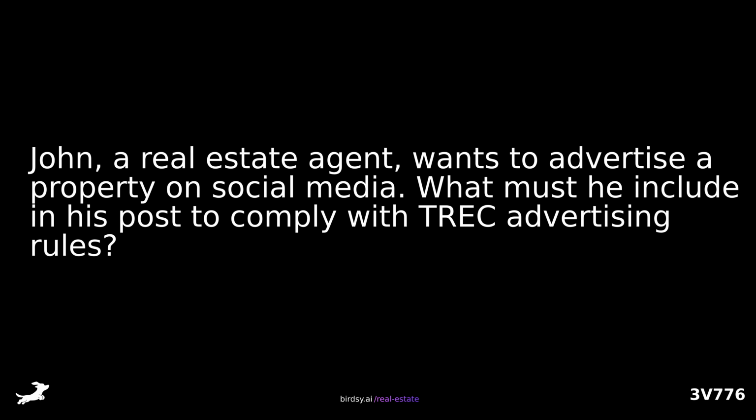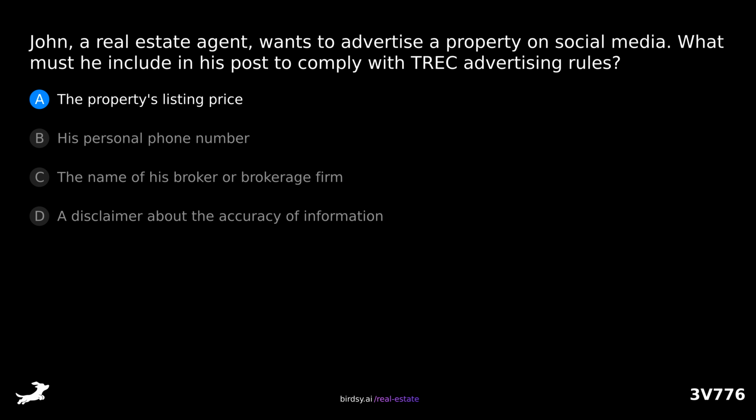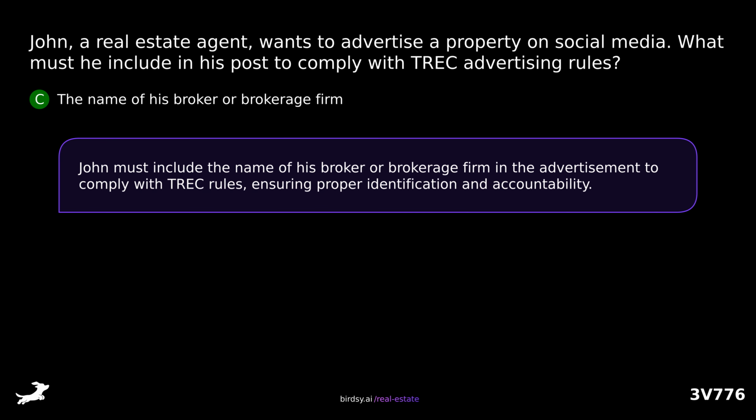John, a real estate agent, wants to advertise a property on social media. What must he include in his post to comply with TREC advertising rules? Is it A, the property's listing price, B, his personal phone number, C, the name of his broker or brokerage firm, or D, a disclaimer about the accuracy of information? The answer is C, the name of his broker or brokerage firm. John must include the name of his broker or brokerage firm in the advertisement to comply with TREC rules, ensuring proper identification and accountability.